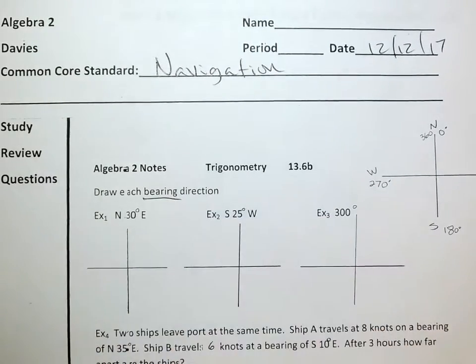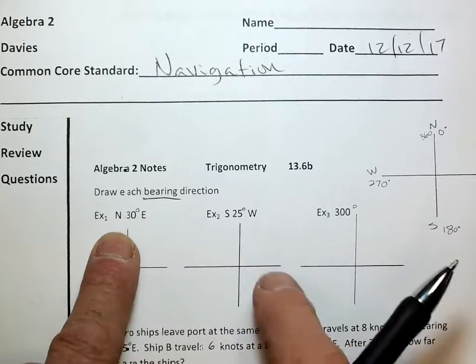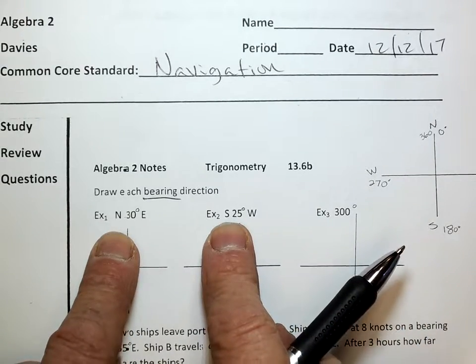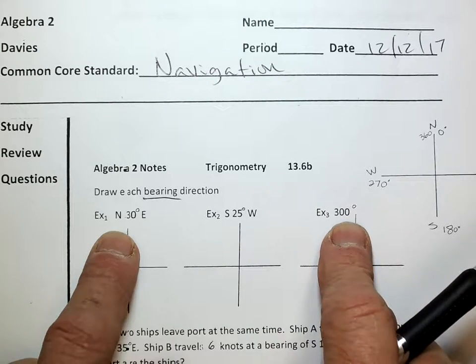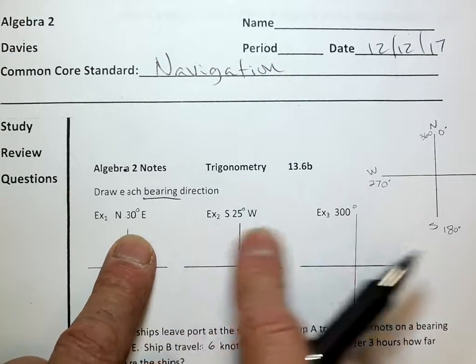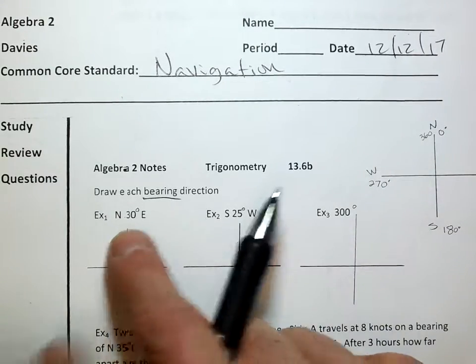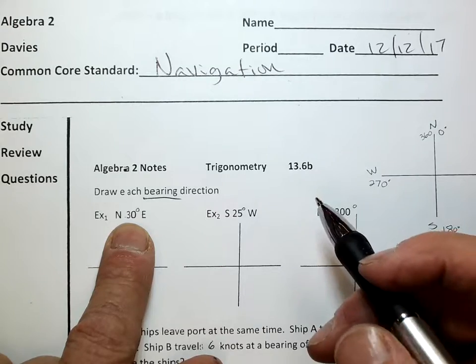There's two ways to talk about bearing. One is using a north or south start, and the other is doing a full rotation, okay? So let me show you the difference. Example one, north, 30 degrees east.